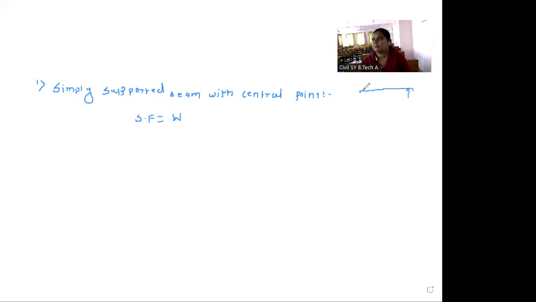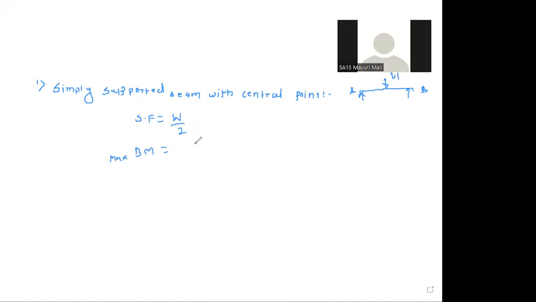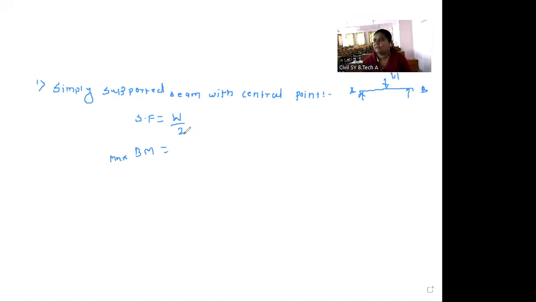This is our simply supported beam and a central point load is applied. So this is W, this is A point and this is B point. So shear force is equal to W by 2 and the maximum bending moment is equal to WL by 4. These are the values for a simply supported beam with central point load.